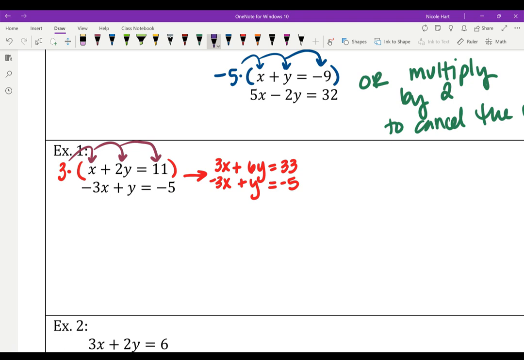From here, I can add down. The 3x and negative 3x are going to cancel out. So now we are just left with our y values. 6y plus y gives me a total of 7y.